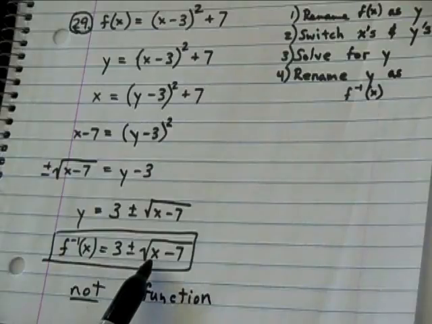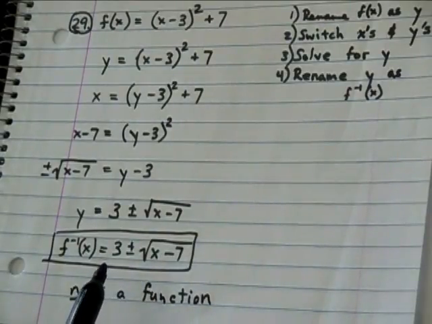For example, if you plug in x equal to 8, you'll see that you end up with 3 plus 1, which is 4, and 3 minus 1, which is 2. So 2 different y values from the same x value means that it's not a function.